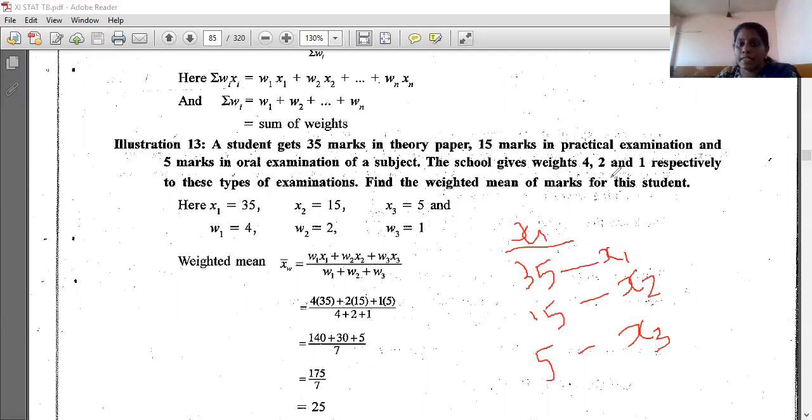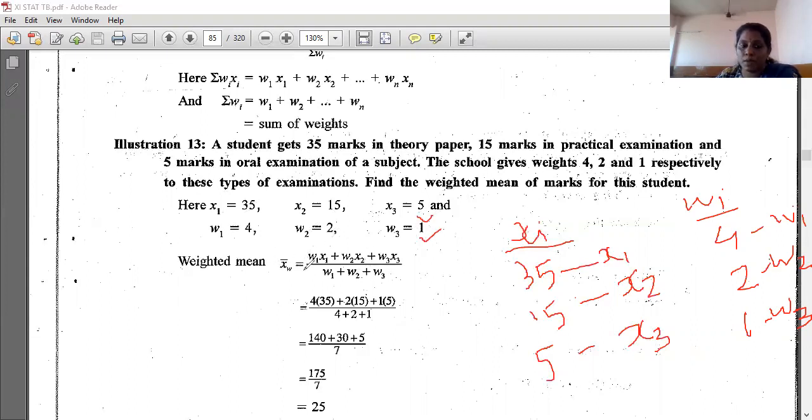Here weight is given, so this will be w1, w2 and w3. This is the wi column in which you are given 4, 2 and 1. We can't call all of them w1, so we will use w1, w2 and w3. This way you have to find a weighted mean. x1 is 35, x2 is 15 and x3 is 5. Then w1 is 4, w2 is 2 and w3 is 1.